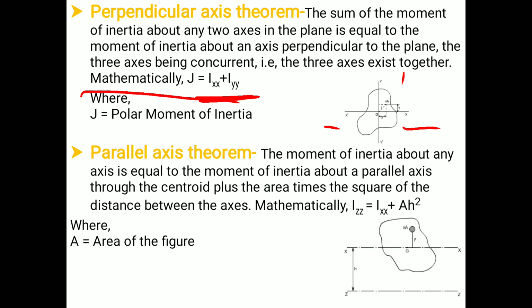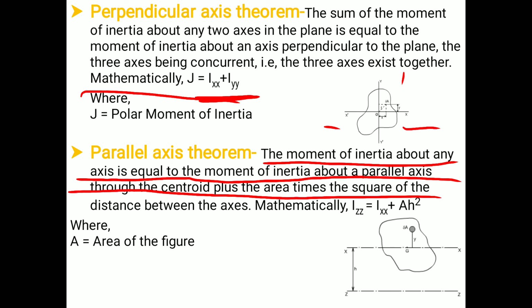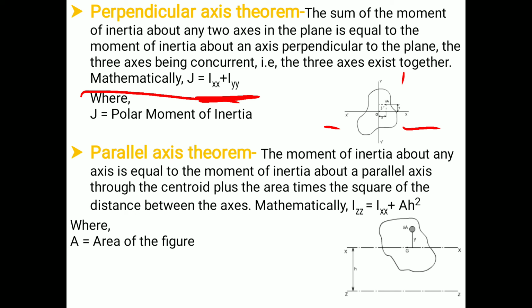Now we will discuss the parallel axis theorem. The statement of the parallel axis theorem is as follows. The moment of inertia about any axis is equal to the moment of inertia about a parallel axis through the centroid, plus the area times the square of the distance between the axes. It means that for the moment of inertia about any axis, suppose this is the zz axis, which is shown by the red line.